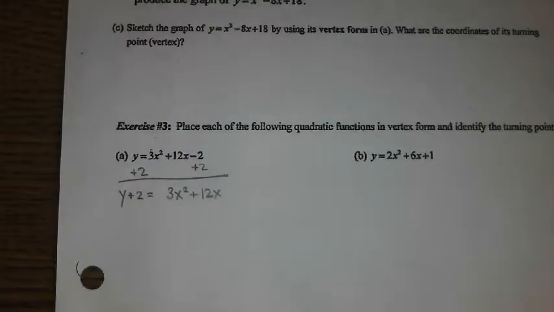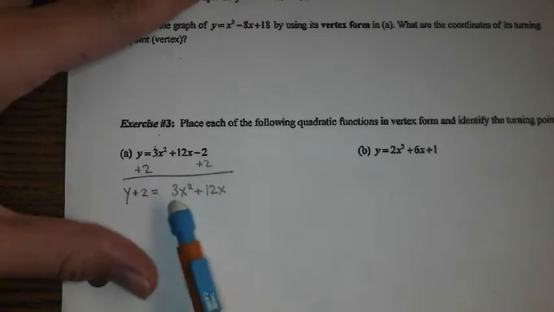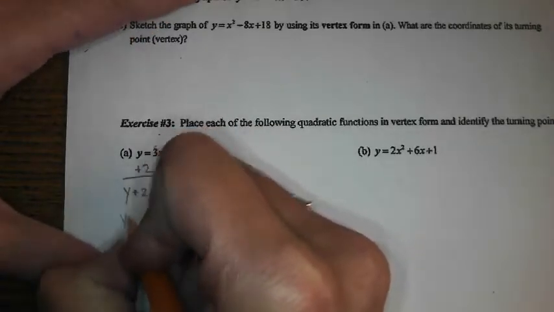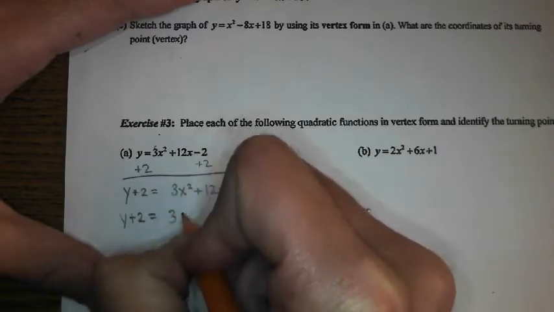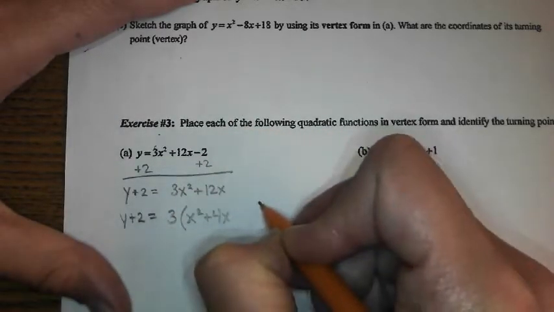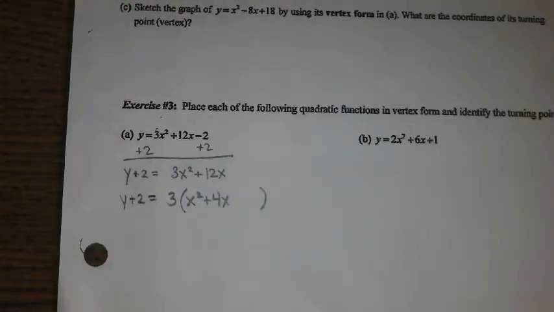I lied before. I'm not going to divide everything by 3. I'm just going to factor a 3 out. If you ever have a coefficient on your x squared, you have to factor it out. So that's going to become x squared plus 4x. And then I'm going to leave a little space in here because I've got to figure out what to add in there to complete the square.